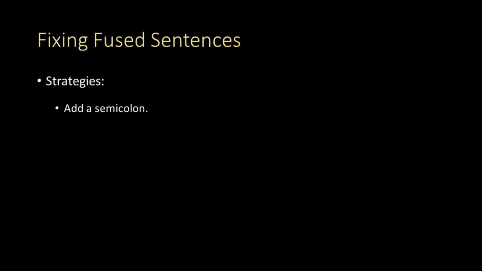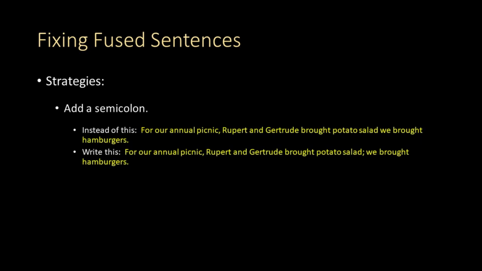Again, the good news is that repairing fused sentences seldom requires major surgery. Sometimes, if the parallelism is there already, all that's needed is the addition of a semicolon. Instead of "For our annual picnic, Rupert and Gertrude brought potato salad, we brought hamburgers," we can write, "For our annual picnic, Rupert and Gertrude brought potato salad; we brought hamburgers."